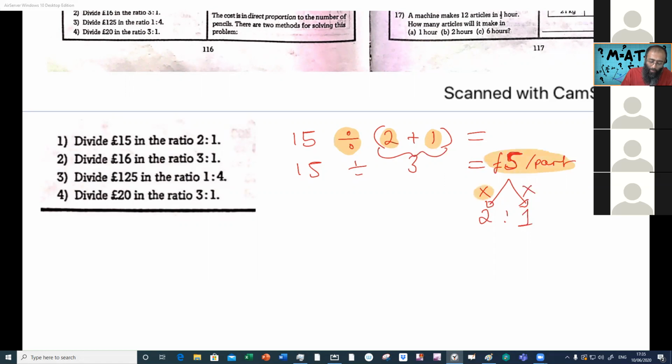Then we have to multiply them by the ratio. So the ratio was 2 ratio 1 from the original question. So 5 times by 2 will give us an answer of 10. And 5 times by 1 will give us an answer of 5. So for example, this could be a question: 15 pound, your mom's going to share it, Umama, between you and one of your siblings, within the ratio of 2 to 1, because you're the older one, you'll get twice the share of the younger one. So your younger sibling will get 5 pound and you will get 10 pound.